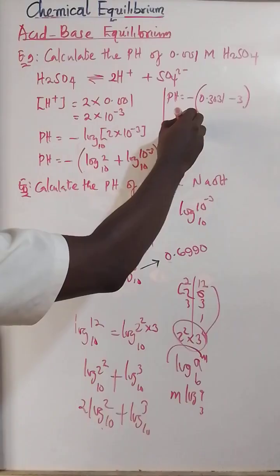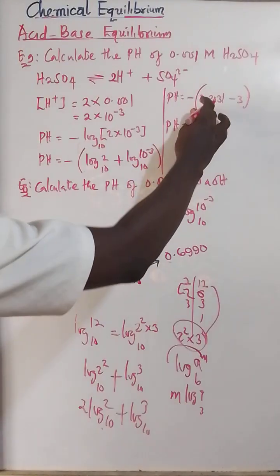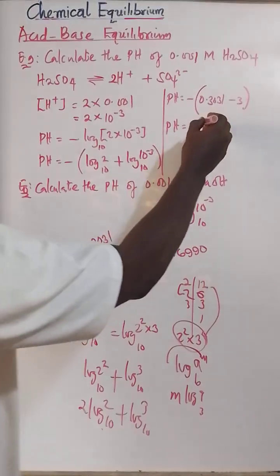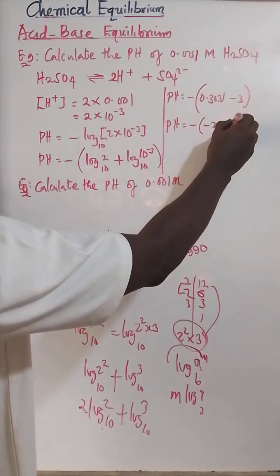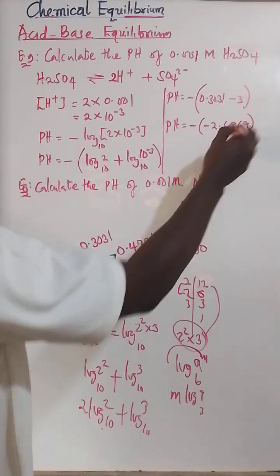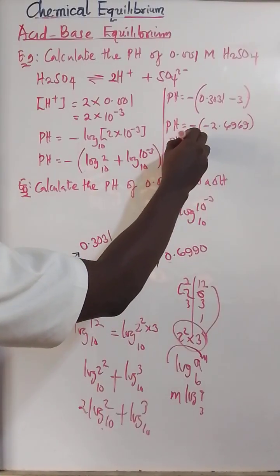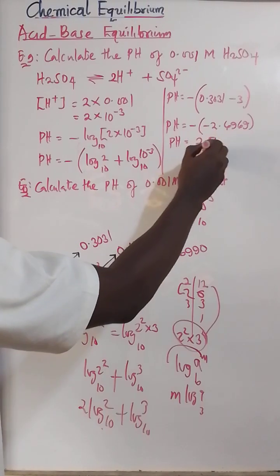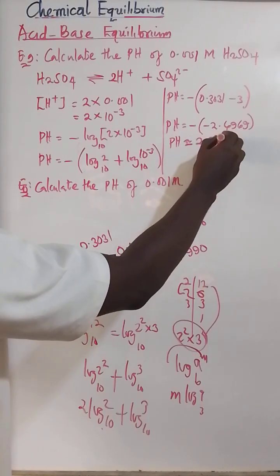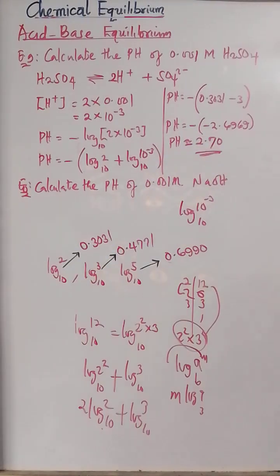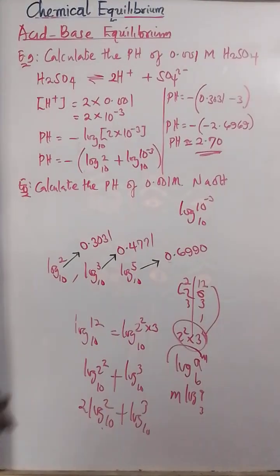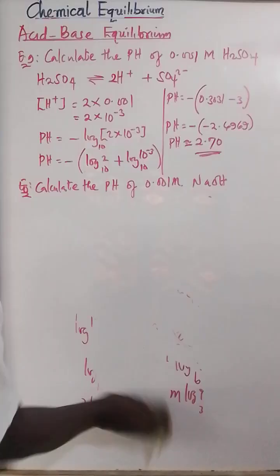So the pH becomes negative of 0.3010 minus 3. You can easily press this on your calculator. You get minus 2.6990. Minus times minus is plus. So the pH equals plus 2.7 approximately, 2.70 in 2 decimal places. So please note all this. Then let's do the second one.